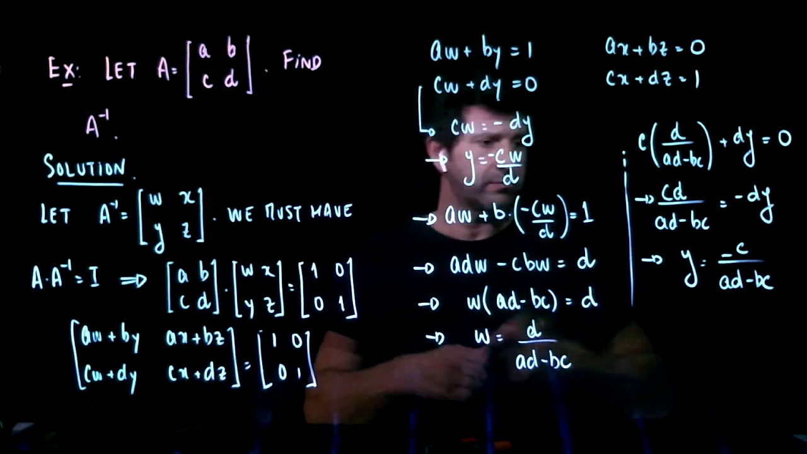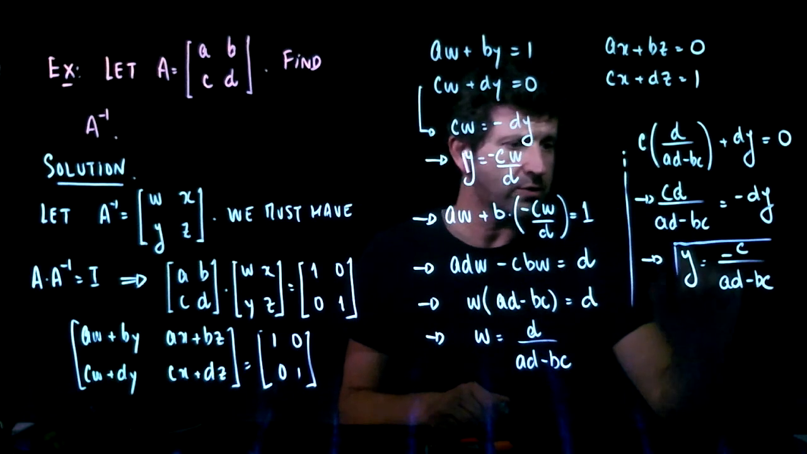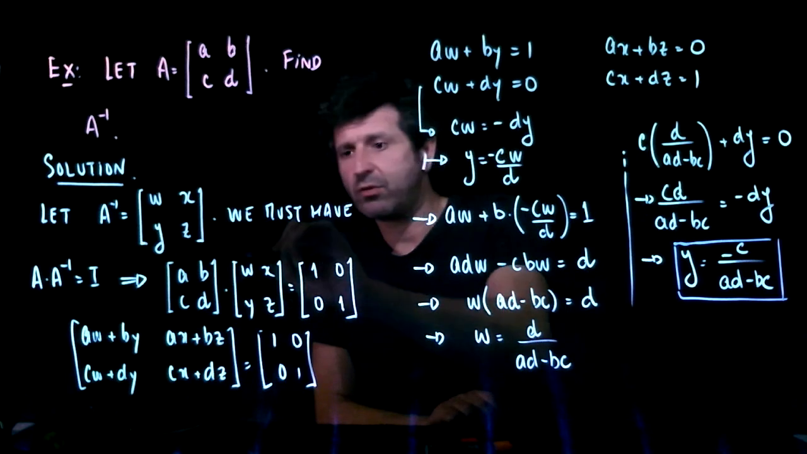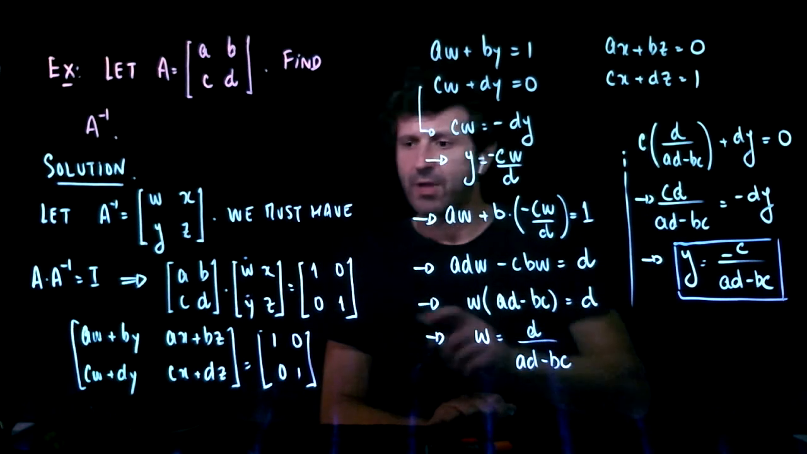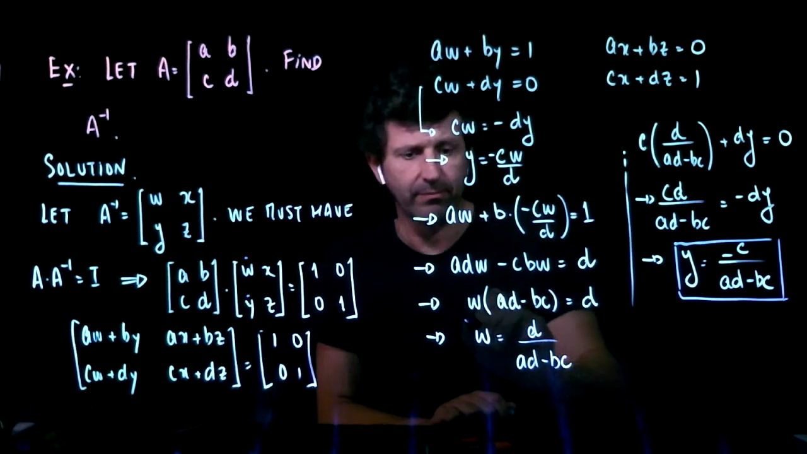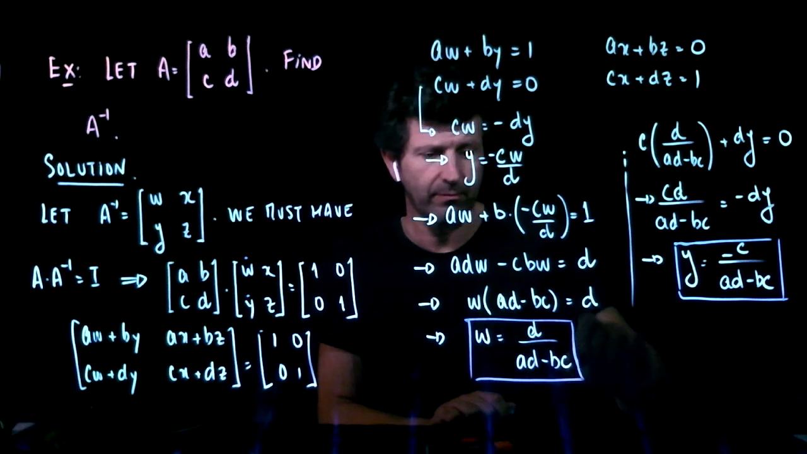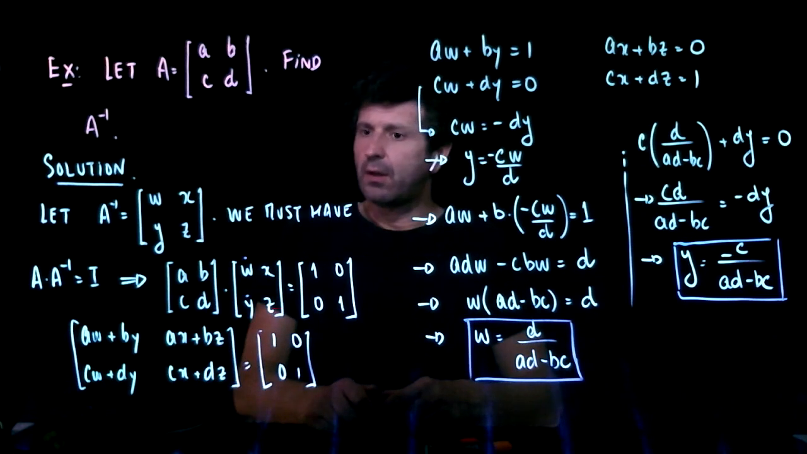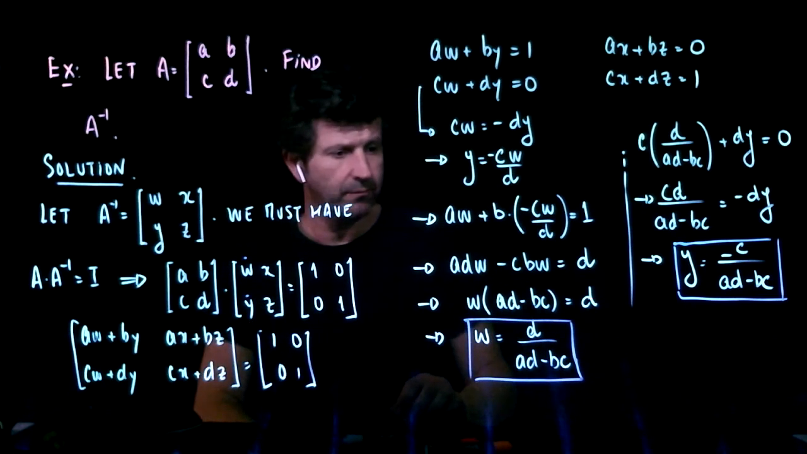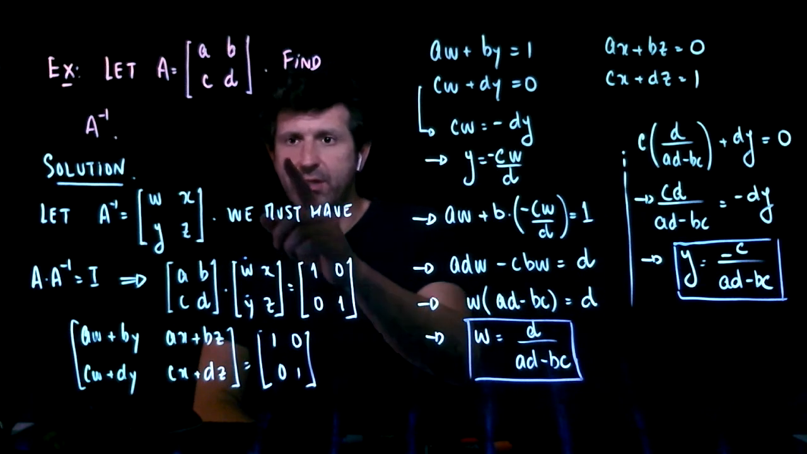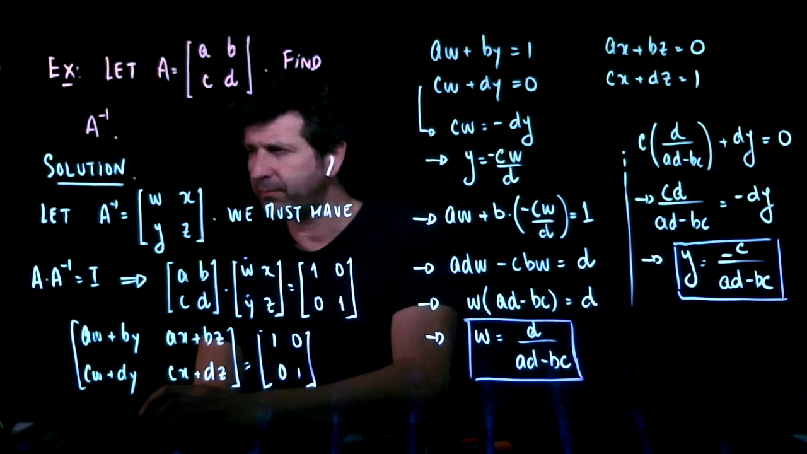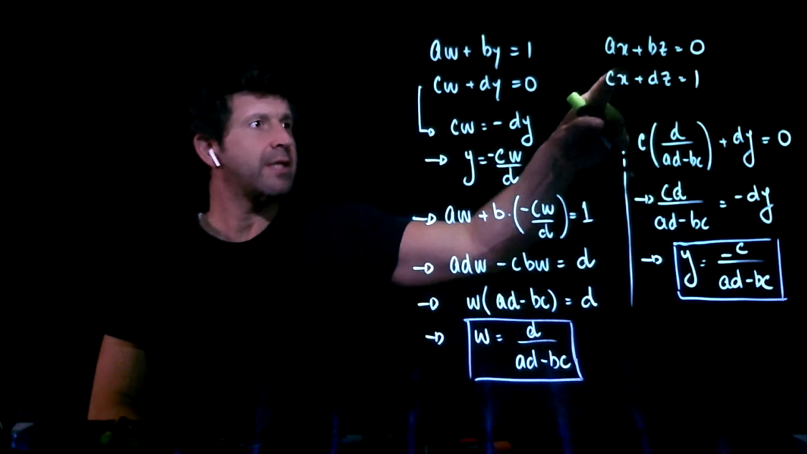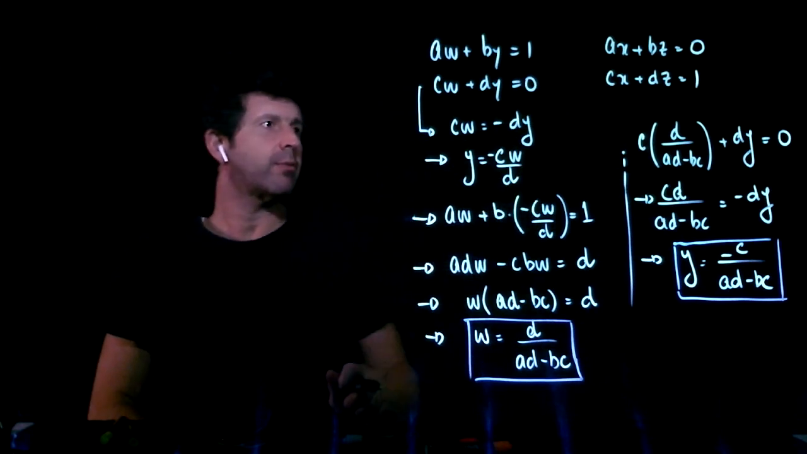Okay, so I have two results already in my matrix. I just found what the W is, and I found what the Y is. I need to find what the X and the Z are now. Okay, I'm just going to erase this side. Let's now take these two equations, and I'm going to proceed the same way.